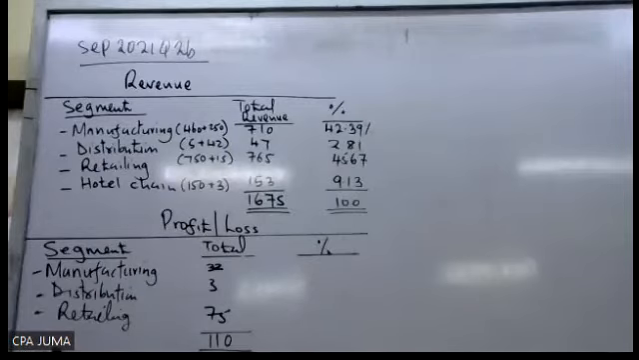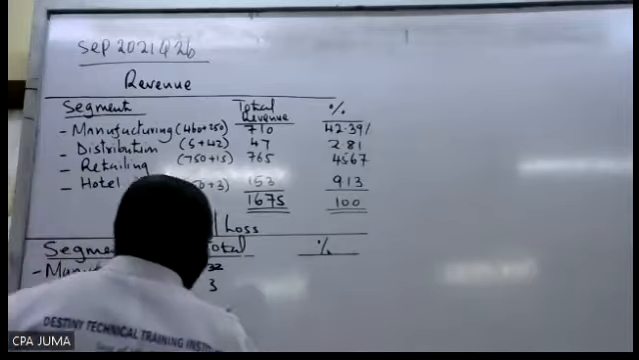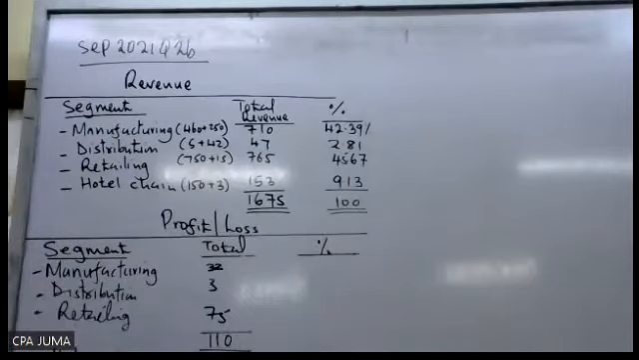This is hotel chain. Hotel chain reported a loss of 14. So that one will be 100% loss. There was no other.